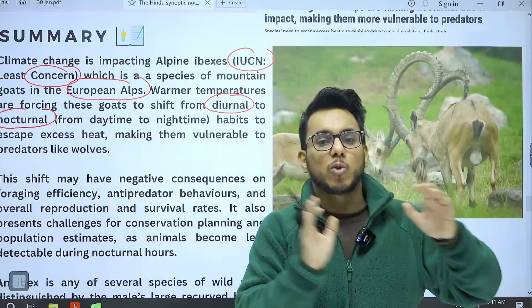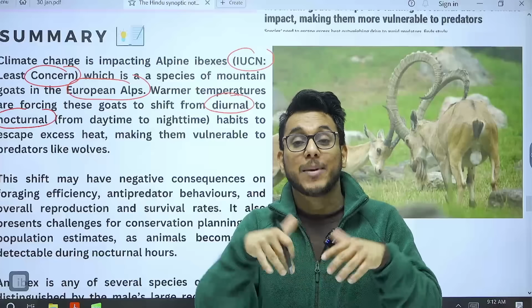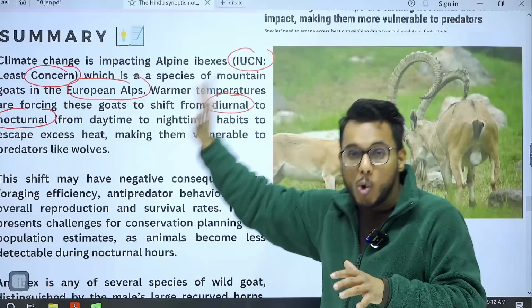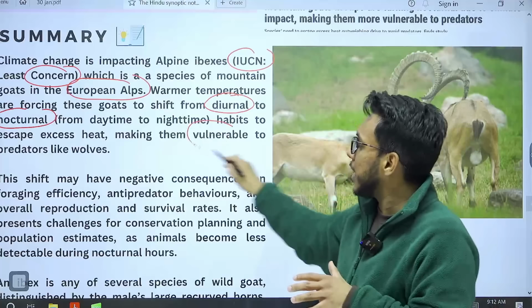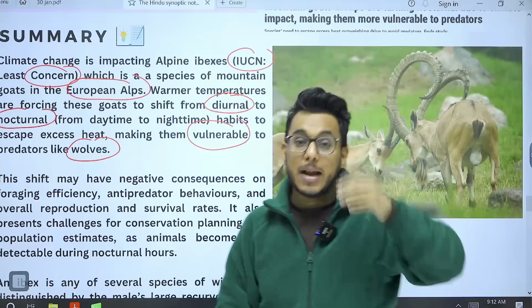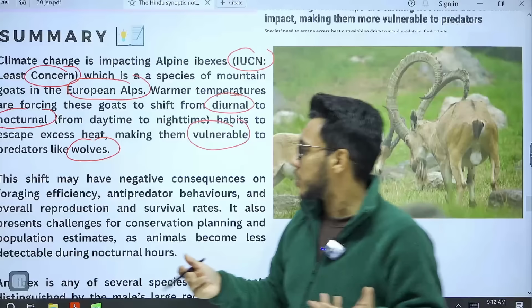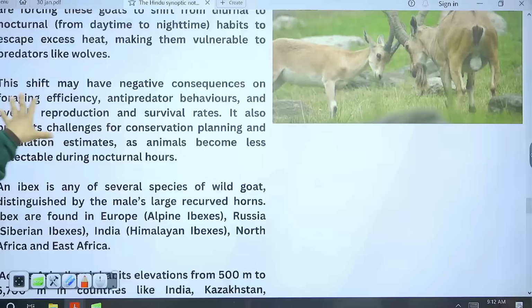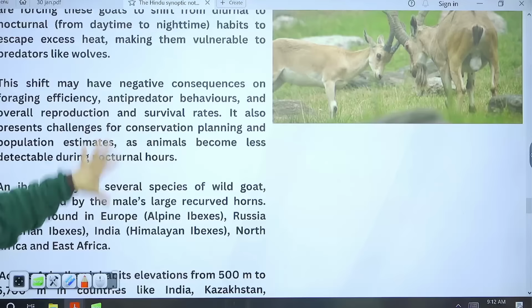Now a question comes: why are they changing to nocturnal? Understand, it is because temperatures have increased in Europe. Because of the high temperature, it is not possible for them to go out and graze during the daytime. So therefore, they are coming out at night. But when they come out at night, they become vulnerable to predators like wolves. Over hundreds and thousands of years, they have adapted themselves to fight predators. But now all those mechanisms will be lost. So it will have a negative consequence on their foraging and grazing activity, their anti-predator behavior, overall reproduction as well as the survival rate. Okay, so this is something that has happened.